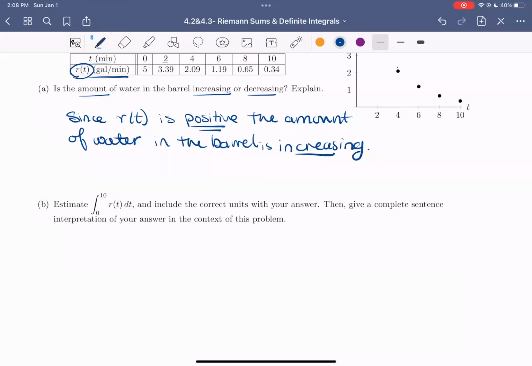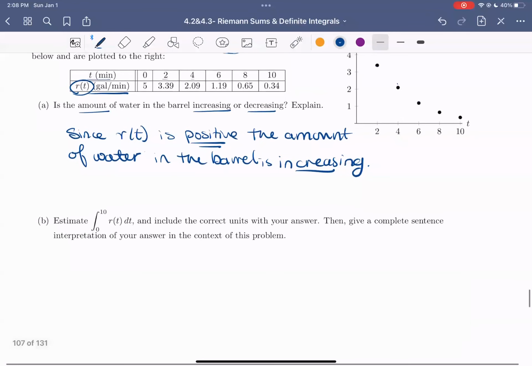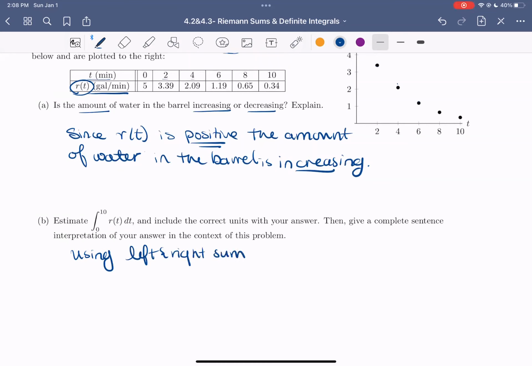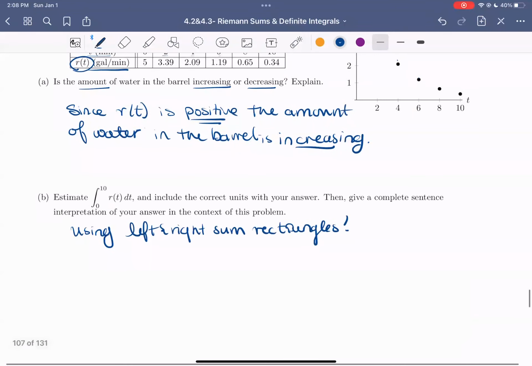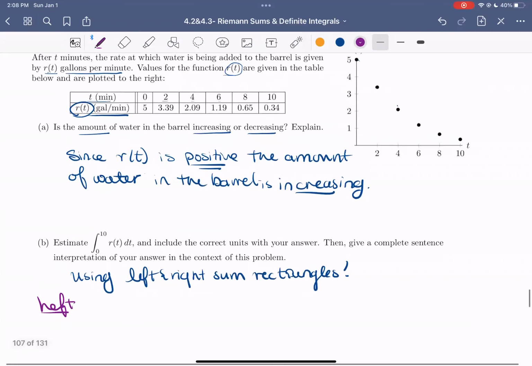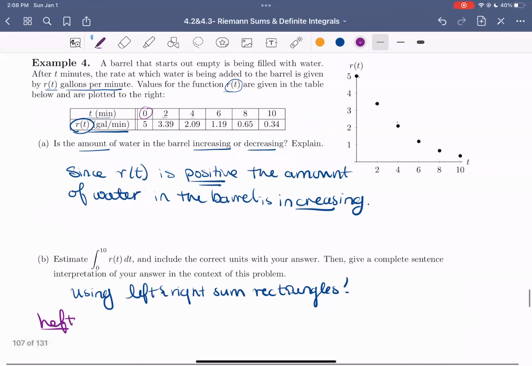So let's recall how we were estimating integrals in the previous problems. To estimate, we were using left and right sum rectangles. So we can do that here. Using purple, we'll do the left rectangles. Since we're given a value every 2 minutes, it makes sense to have rectangles of width 2. So I'm going to start drawing out my rectangles here.